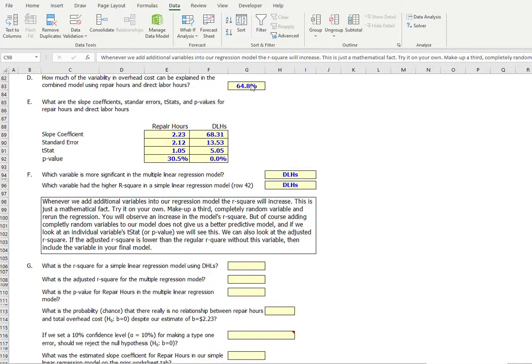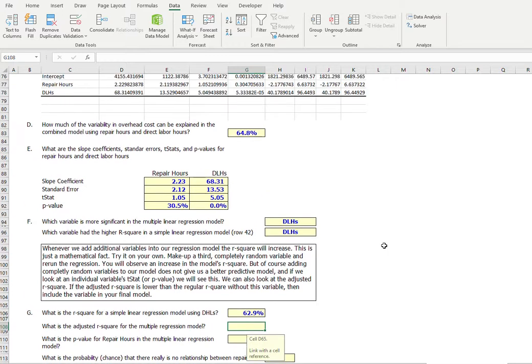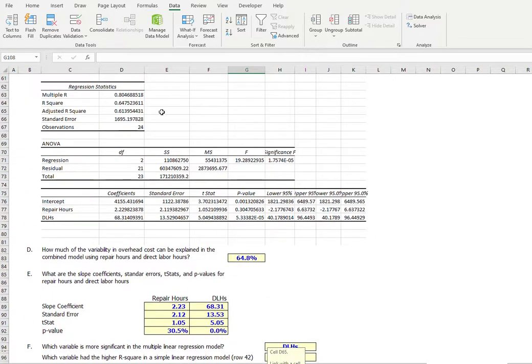Let's go ahead and talk for a few minutes about our larger R-square for our multiple linear regression model. Our R-square for our simple linear regression model, only using direct labor hours, would have been 62.9%. If we look at our regression output, we can pick up something referred to as our adjusted R-square for our multiple linear regression model. And our adjusted R-square appears right below our regular R-square.